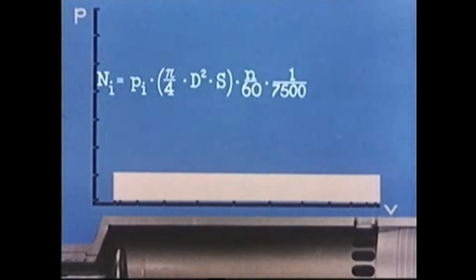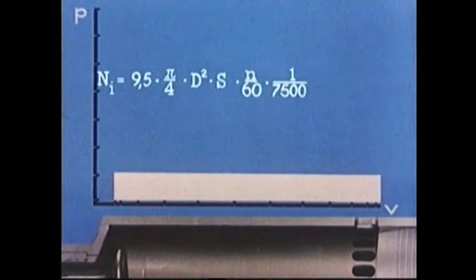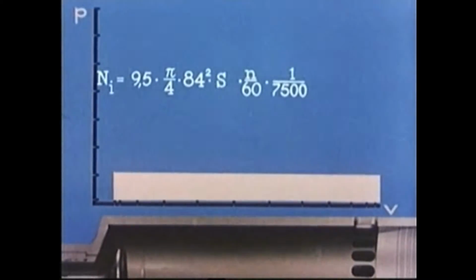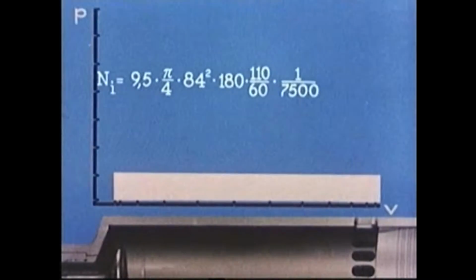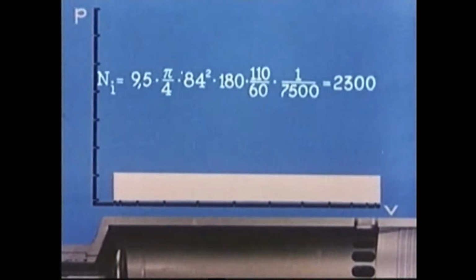To take an example, an engine with a Pi of 9.5 kilograms per square centimeter, a piston diameter of 84 centimeters, a piston stroke of 180 centimeters, running at 110 revolutions per minute, will have an indicated output of 2,300 horsepower per cylinder.